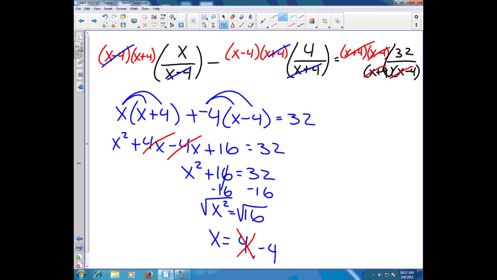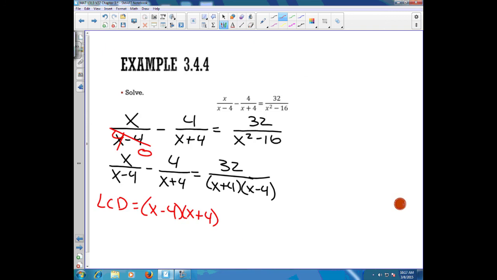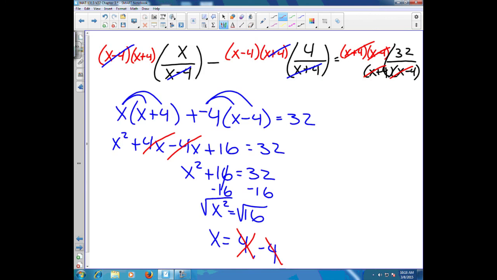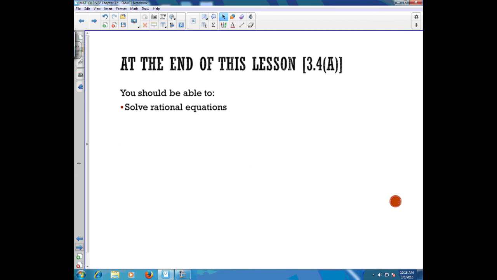And so if we look at negative 4, and we go back to the beginning of the problem, and we plug in negative 4 here, then we get negative 4 plus 4, and that goes to 0. And so we can't use that answer either. And so you have to check your answers, because if none of them work, then there's no solution to the problem. So at the end of this lesson, you should be able to solve rational equations.